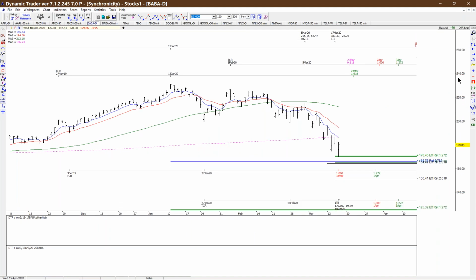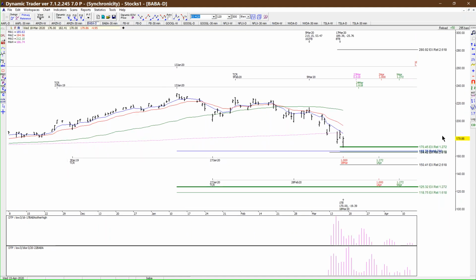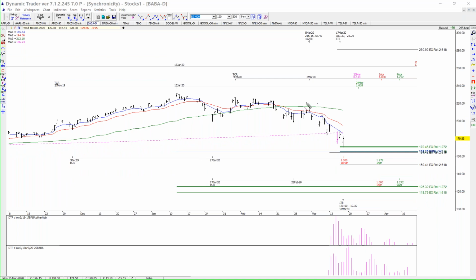BABA, let's see, how many cycles? So in BABA, I had used the histogram, and I did it off of 2 highs for the next low. So high here and a high here. And I projected downwards in time. And the first time window came in the 16th, 17th. Today's low is made on the 18th, so that's considered to be within the window because it's plus 1 day.